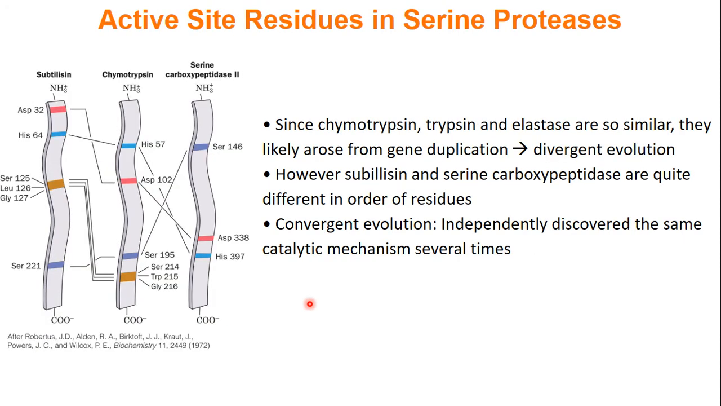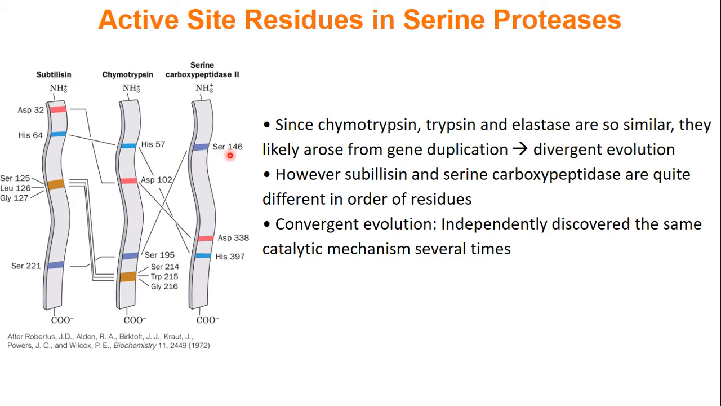Now, looking at serine proteases, chymotrypsin, trypsin, and elastase are incredibly similar in how their amino acids are laid out. So they probably arose from gene duplication, and after those genes were duplicated, you have some divergent evolution. That is, you have two copies of the same protein, so if one copy starts to mutate, that's okay because you have an original copy that's still doing the mechanism that you need it to do. But the second enzyme can go and do something else. They can cut a new substrate.